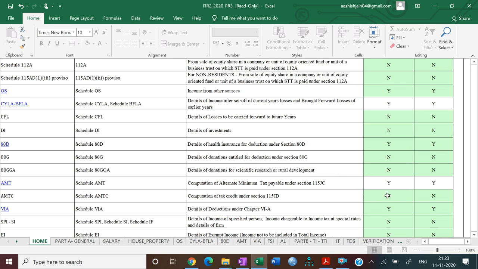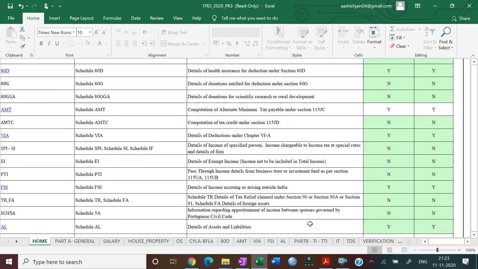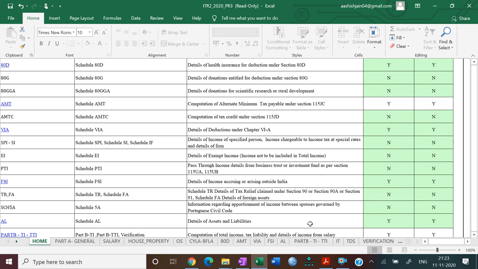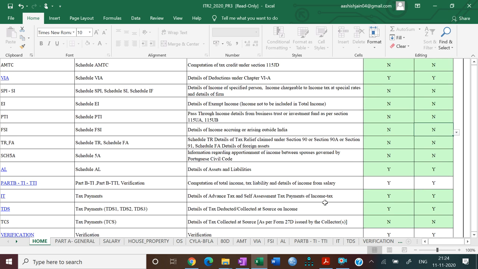Computation of TDS under section 115JD no, deductions yes, details of income of specified person no, details of exempt income no, pass-through income details through business trust or investment fund no, details of income accruing or outside India no. So we have to make these no. Then schedule TR, details of tax relief claimed under section 90 no, information regarding apportionment of income between spouses governed by Portuguese Civil Code no, details of assets and liabilities yes, details of advance tax yes, details of TDS yes, details of TCS no.